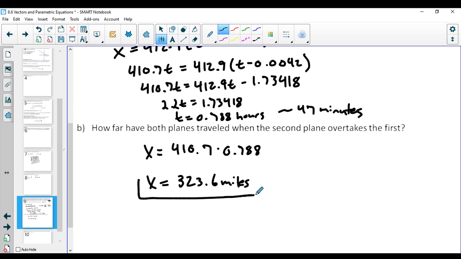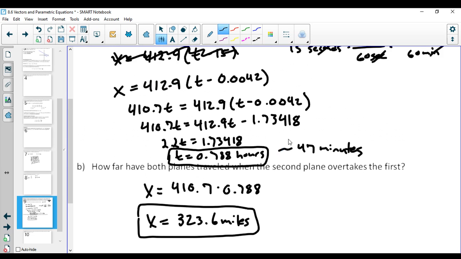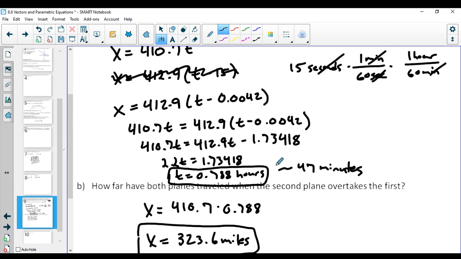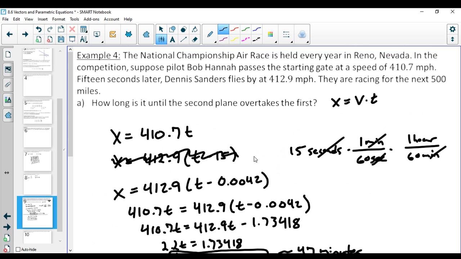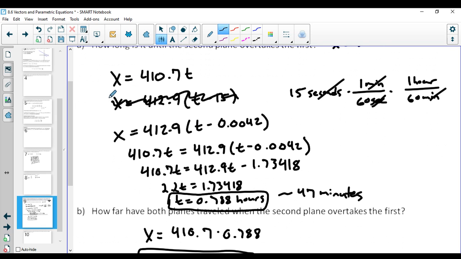All right, so that's the distance when they overtake each other, and there's the time. So this parametric equation was a little different because we don't have x's and y's, right? But it's still a parametric equation because we're involving t, which is time, and we're comparing two different equations.